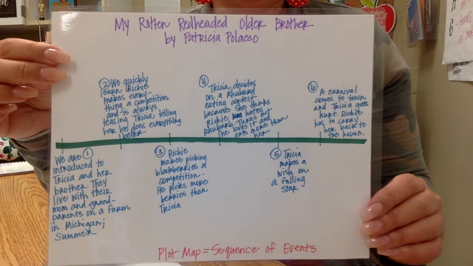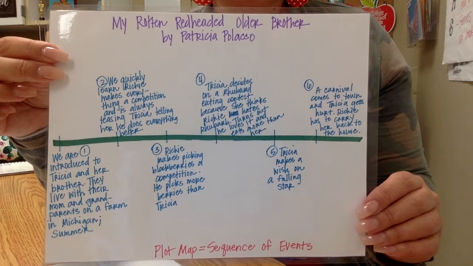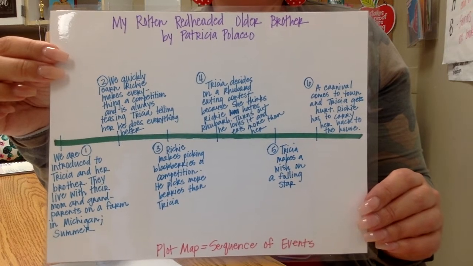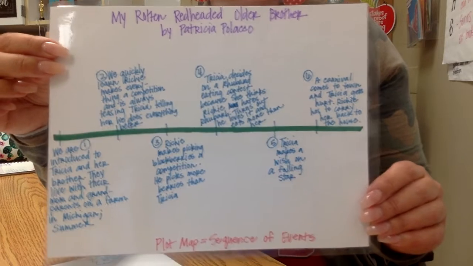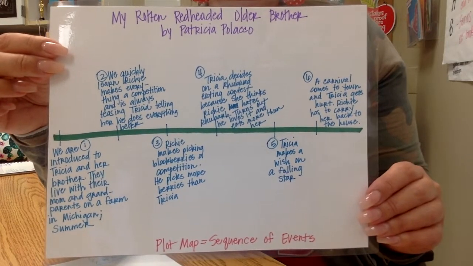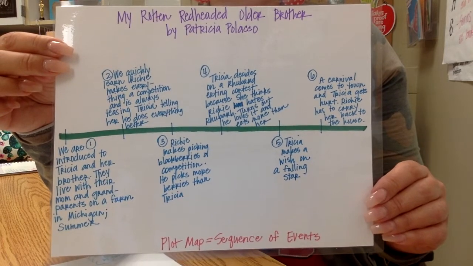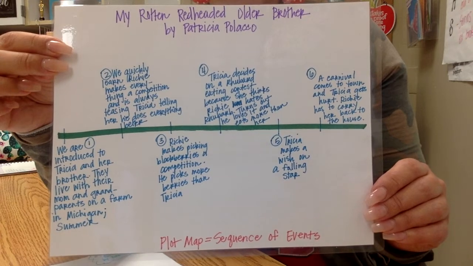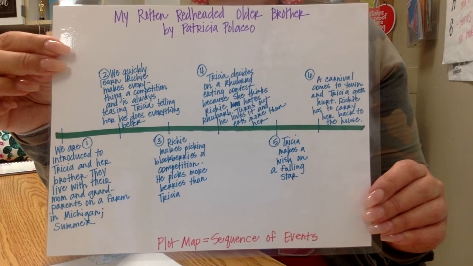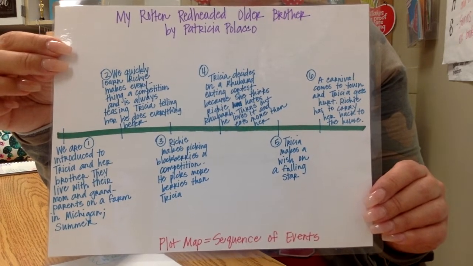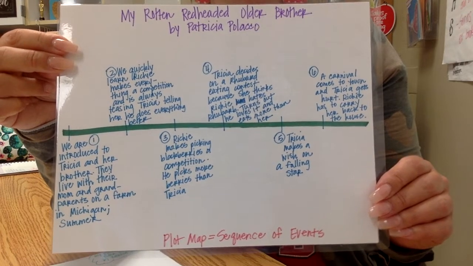I asked you to watch a video from Storyline Online where the story My Rotten Redheaded Older Brother by Patricia Polacco is read to you. I took that story and I've done two things with it. The first thing I did was I drew a timeline, much like what we would see in social studies, and I put the events in order. Now, these aren't all the events, but I did put the first six, okay? And you can see down at the bottom what I wrote.